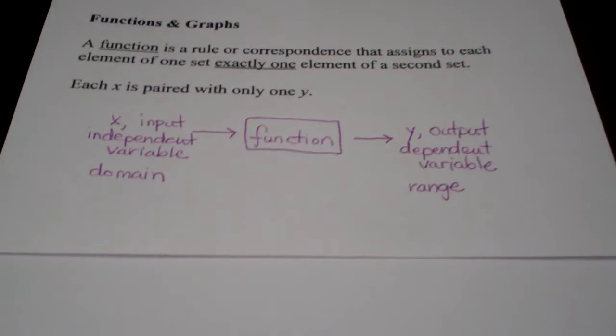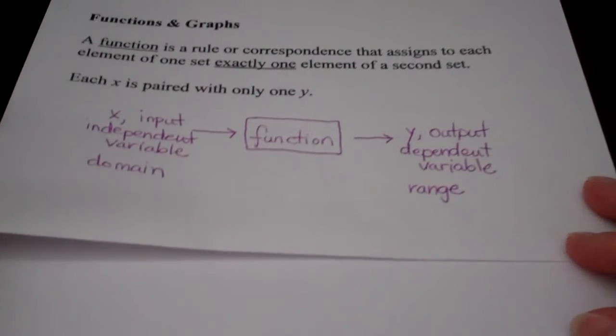Okay, welcome to Functions and Graphs Part 2. I wanted to start again with the definition that we just went over in Part 1. Remember, a function is a rule or correspondence that assigns to each element of one set exactly one element of a second set. So basically that's saying when we make a table, an equation, a graph, each x is only paired with one y.